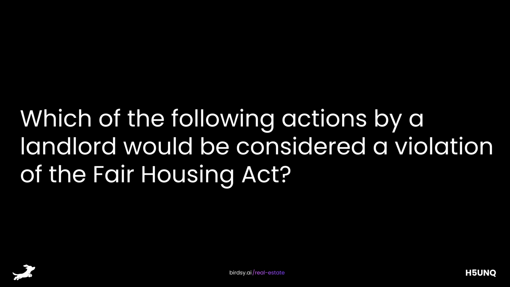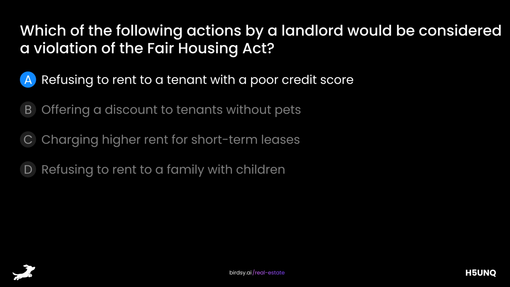Which of the following actions by a landlord would be considered a violation of the Fair Housing Act? Is it A, refusing to rent to a tenant with a poor credit score? B, offering a discount to tenants without pets? C, charging higher rent for short-term leases? Or D, refusing to rent to a family with children? The answer is D, refusing to rent to a family with children.